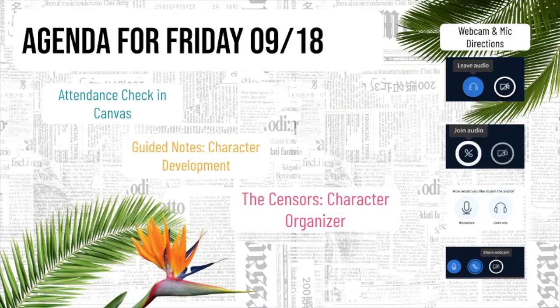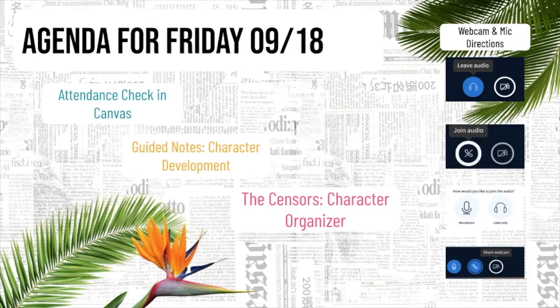So first thing you're going to do today is your attendance before class ends. You're going to go to the attendance module in Canvas and click the attendance check-in for today. It will say attendance check-in September 18th. After you're done with that, you're going to come back to this video, so just pause this video in the meantime. And you are going to work on the guided notes character development. And then once you're finished with that, you're going to start on the sensors character organizer, okay?